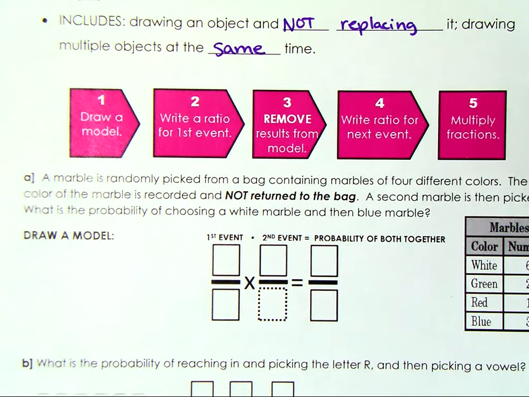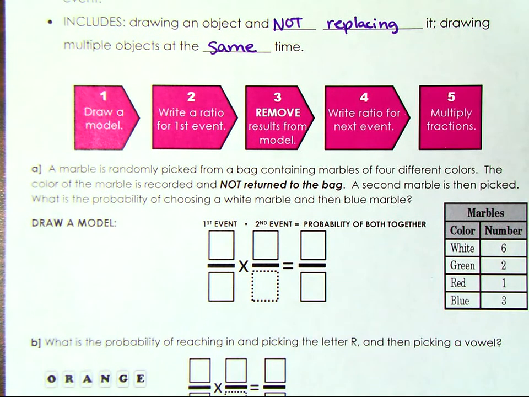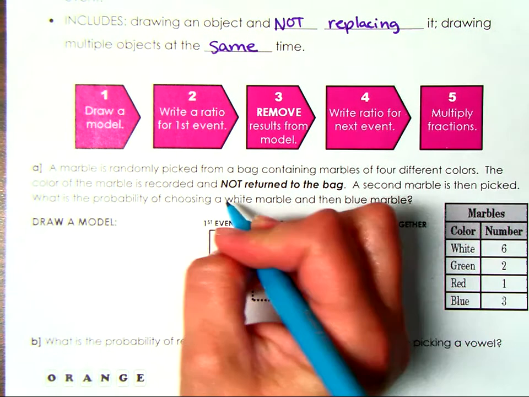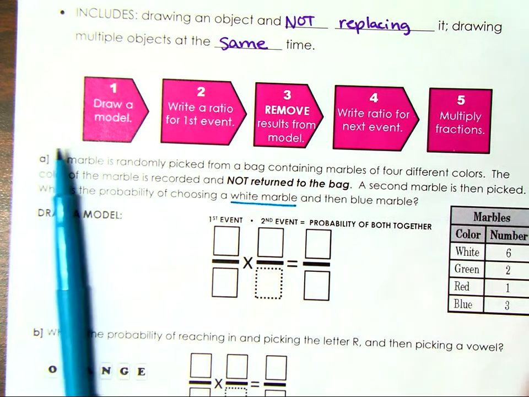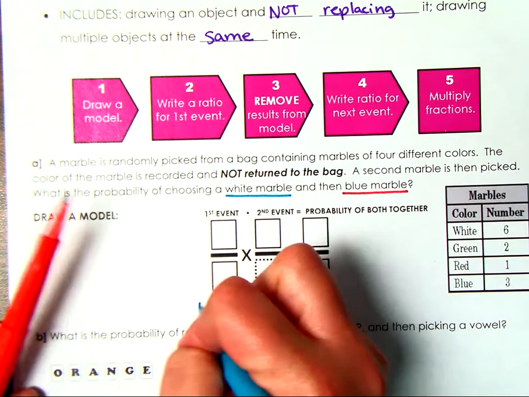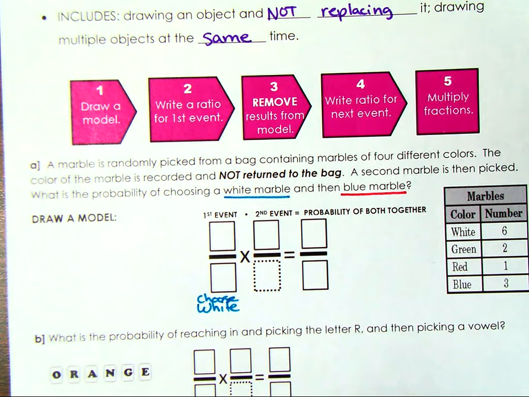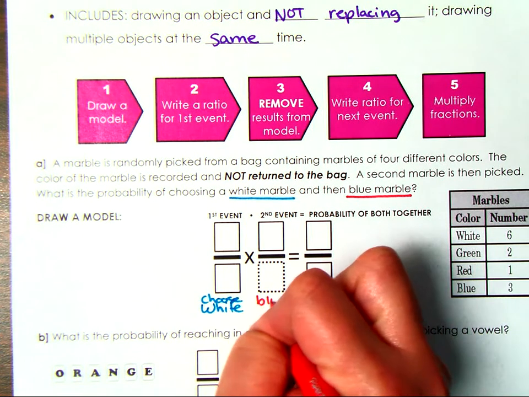So it says a marble is randomly picked from a bag containing marbles of 4 different colors. The color of the marble is recorded and not returned to the bag, so you keep it. So anytime they say you don't replace it, you keep it, automatically it's going to be a dependent event. Then we have a second marble that is picked. What is the probability of choosing white and then blue? So we're choosing white and then we're choosing blue. Okay, so my first event is choosing the white marble. If you label these, it's really going to help you out. And the second one is choosing the blue marble.